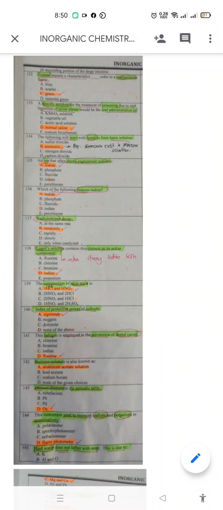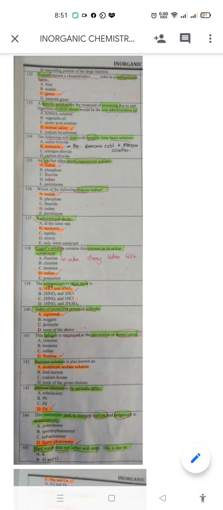Number 134. The following will react with water to form basic solution is your ammonia. So, ammonia exists in aqueous solution, mainly in the form of NH3, only a small amount reacting with water to form ammonium hydroxide. So, NH3 plus water will result in ammonium hydroxide, which is a basic solution.